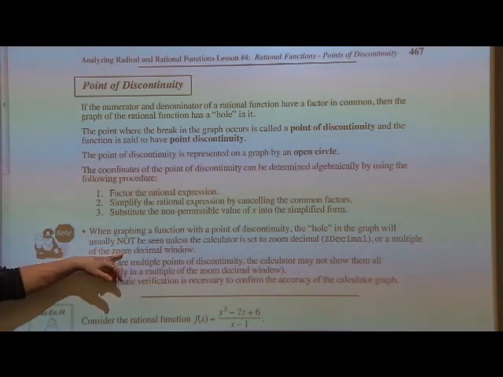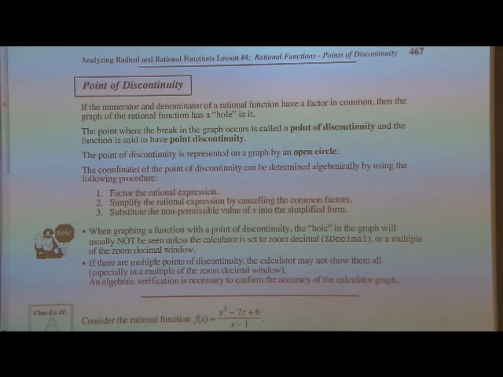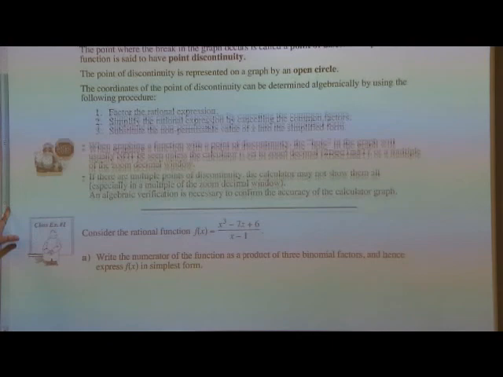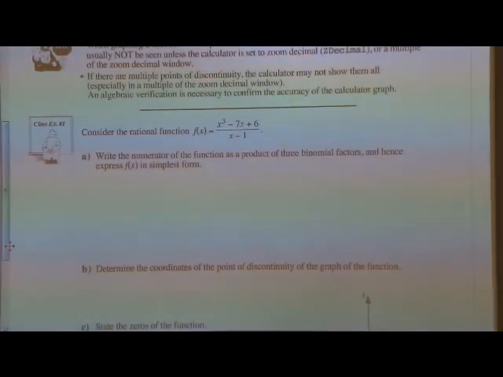Unless we are on zoom decimal, or maybe multiples of zoom decimal, or a zoom in, you will not actually see the point of discontinuity. So you have to be aware that it exists based on the restrictions of the original function. So that's the first thing that you should be looking at whenever you see a rational function: what is the non-permissible value? Because if you put it into your calculator knowing that there's a non-permissible value, and if you can't see it, then you know a point has to exist. Okay? So it says consider the rational function x cubed minus 7x plus 6.